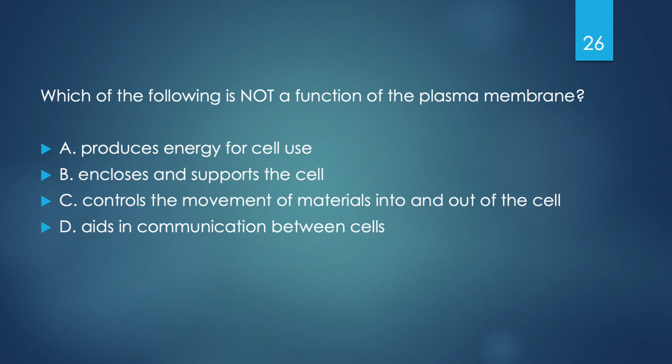C, controlling the movement of materials into and out of the cell. Well, that is the full purpose of the plasma membrane. I mean, that's absolutely imperative to know. It also encloses the cell contents, so that way the organelles don't just float out freely into the extracellular fluid. So the answer here is A, produces energy for cell use.